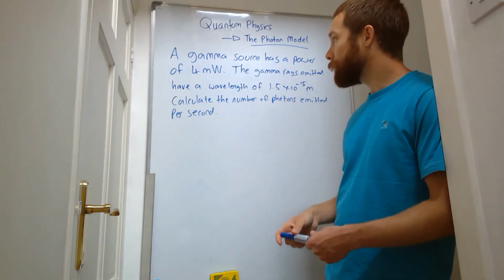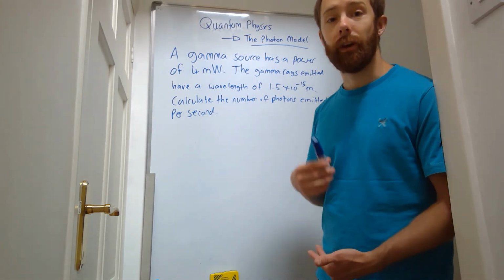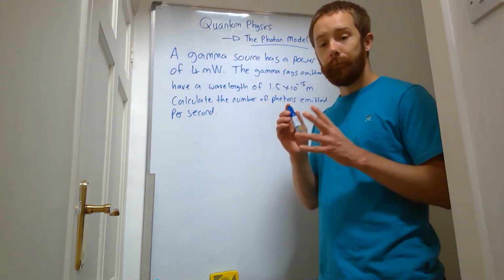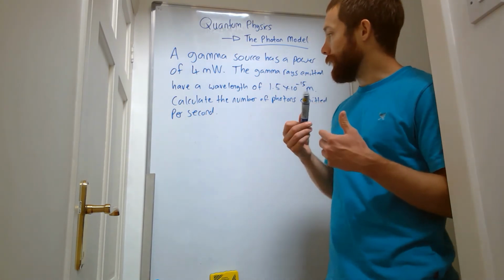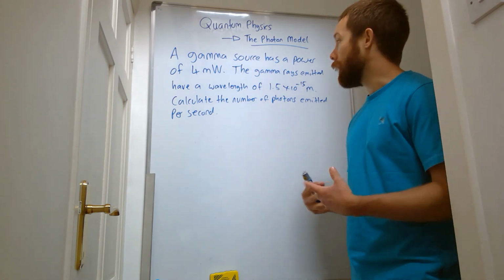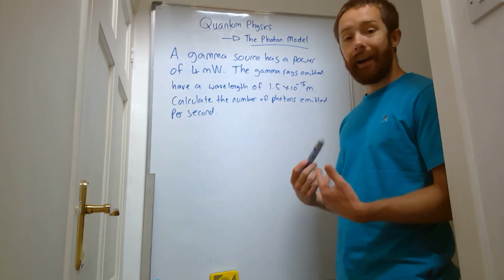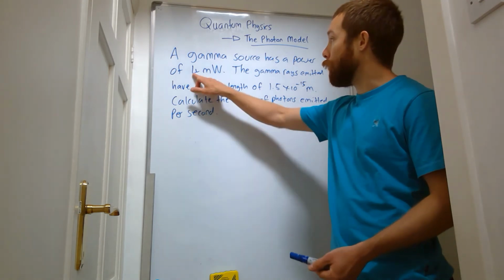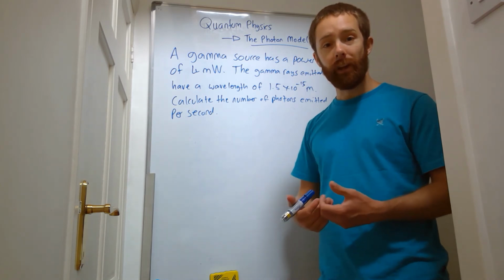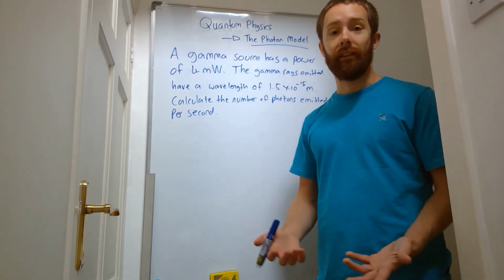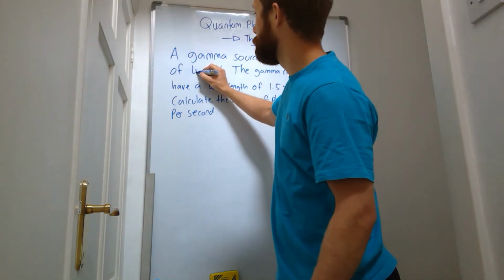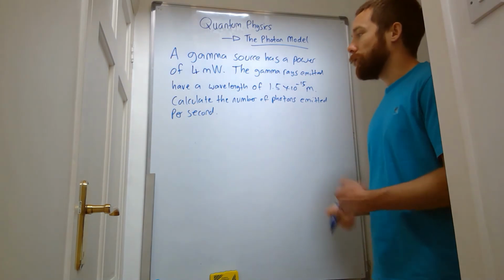Now what I'm going to have to do here is initially calculate the energy of each one of these gamma photons, and then work out how many of those make up 4 millijoules, because when I've got a question in watts, power, it's joules per second, isn't it? So the per second means that we're looking at this in terms of 4 millijoules. So let's do this step by step.